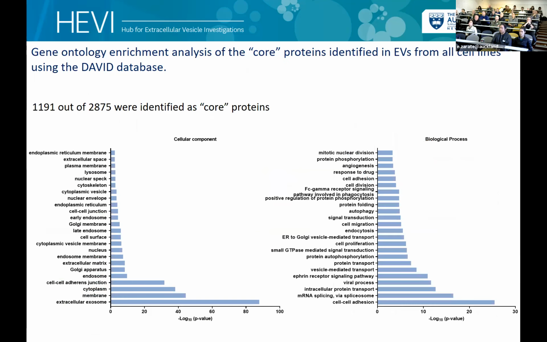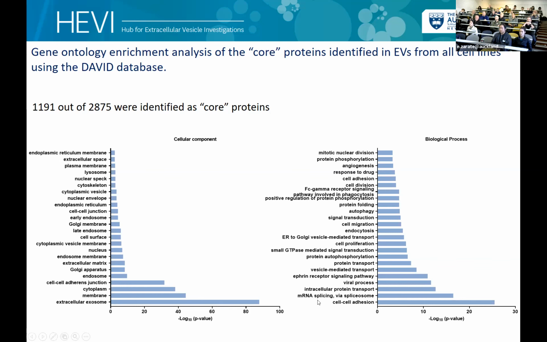So first of all, we identified the set of proteins that we called the core proteins. These are the ones that were present in all the samples and remain stable despite the stages of the bioreactor. And we performed the gene ontology analysis of these proteins. And we saw that the main source of these proteins was identified as the extracellular exosomes or membranes, as expected.